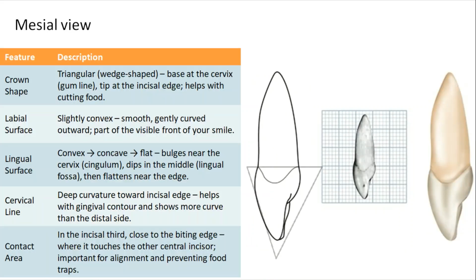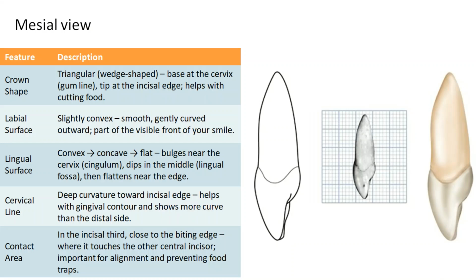The crown shape is a triangular base at the cervix, with the tip at the incisal edge, the cutting edge. The labial surface is slightly convex, smooth, and gently curved outward. On the lingual surface, it is convex near the cervix, dips into a fossa in the midline, and then is flat near the edge. The cervical line has a deep curve toward the mesial side; you will see more curve than on the distal side.